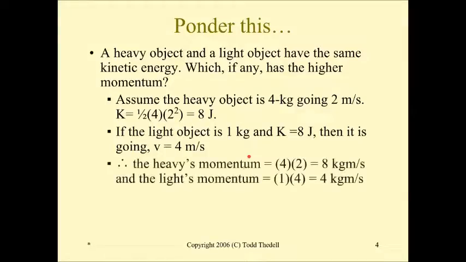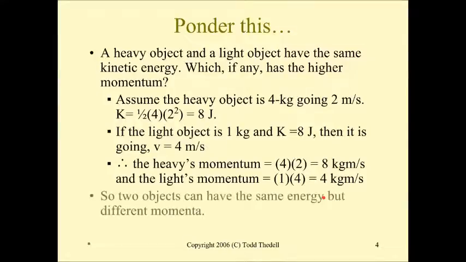So, therefore, the heavy object's momentum is mass times velocity, 4 times 2, for 8, and the light object's momentum is 1 times 4, or 4 kilogram meters per second. So the two objects have the same energy but different momenta. Maybe that can twist your mind a little bit.